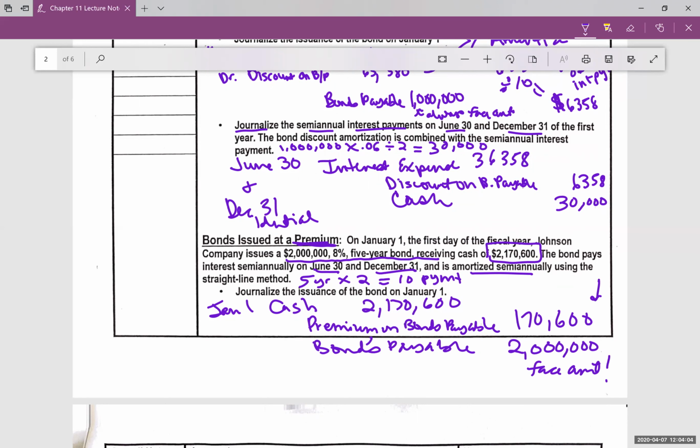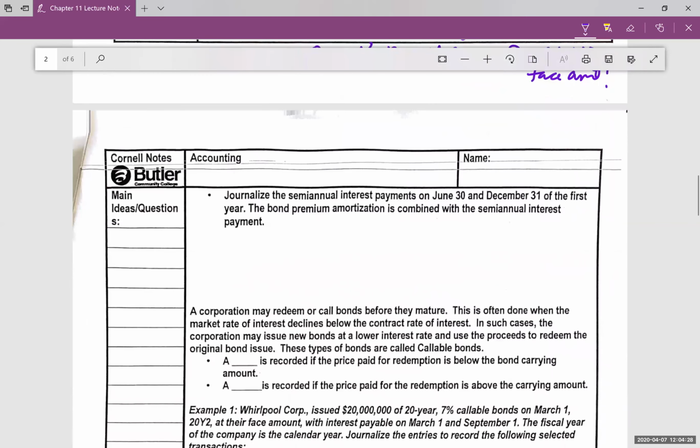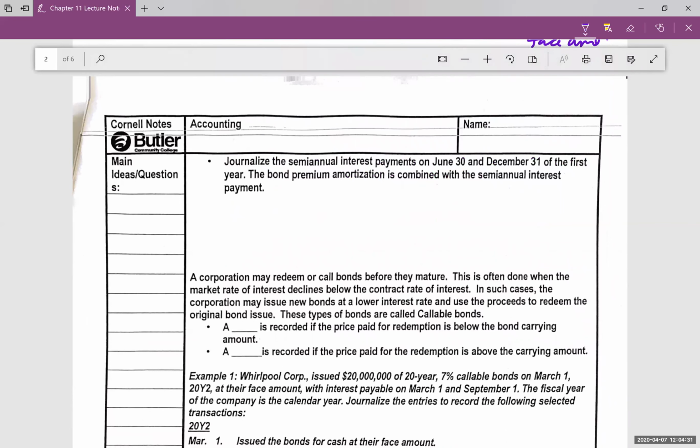Now, I'm going to have to figure the straight line amortization of this. So if I take the 170,600 and divide it by 10, because there's 10 total interest payments, I'm going to get 17,060. So I'm going to be using that number on the journal entry we do for the semi-annual interest payments. Okay, so sure enough, here we do. We have our semi-annual interest payments, June 30th, December 31st of the first year. And we are going to go ahead and bring in that amortization amount. So this is what this entry looks like.